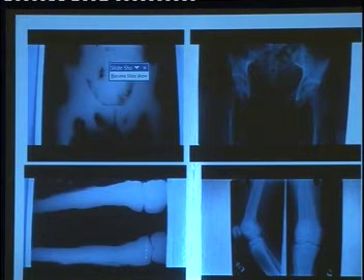And here is almost the last picture. On the right side, these are the normal bones. These are the abnormal bones. Can you tell me the diagnosis?